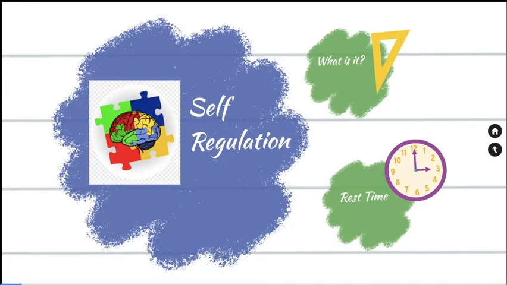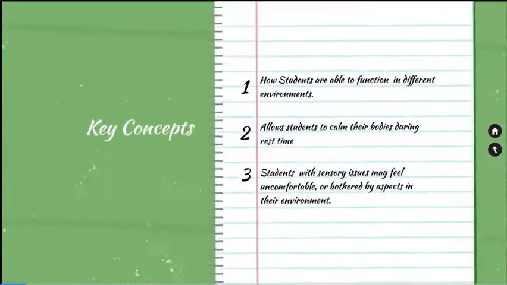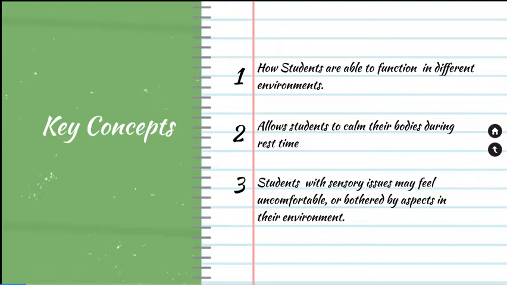Now we will be discussing self-regulation and what that term means. Self-regulation is a term used to describe how students can control their bodies and make themselves comfortable to function at a productive level in each environment. In relation to rest time, students need to regulate their bodies by calming themselves down and lowering their energy levels in order to remain quiet, not disturb others, and rest.